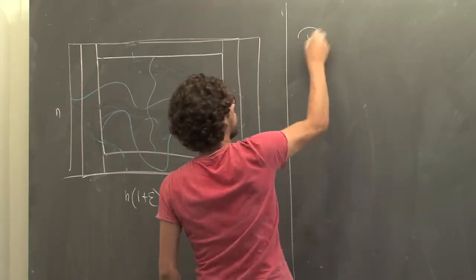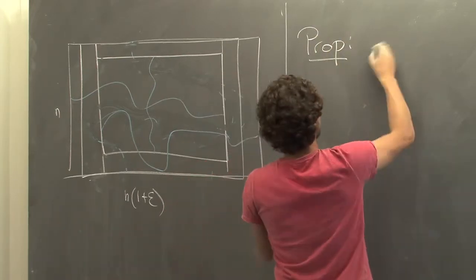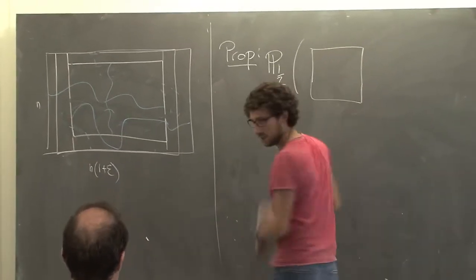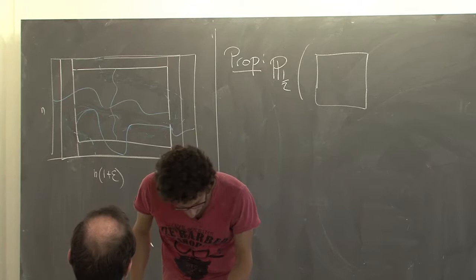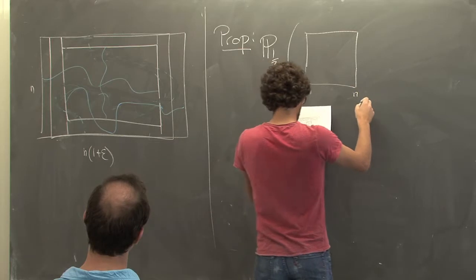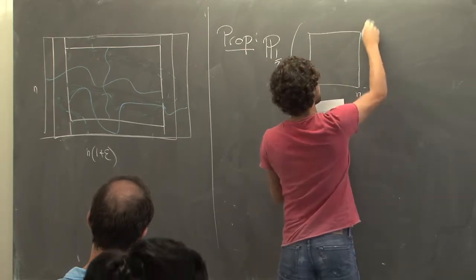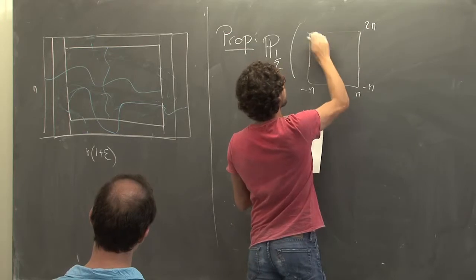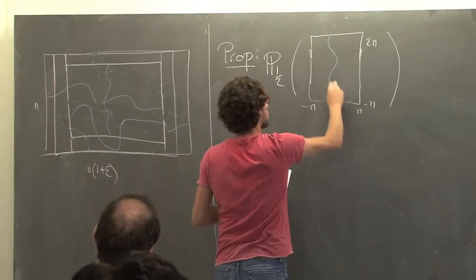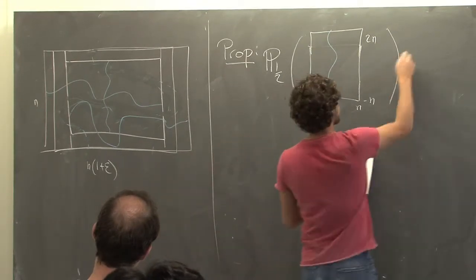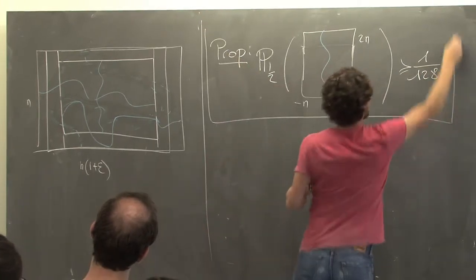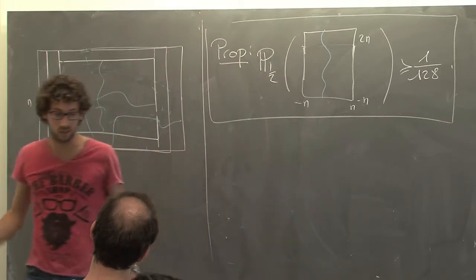So a proposition we will prove next week is the following: the probability at p equal to a half of crossing [-n, n] times [-n, 2n], so the aspect ratio is 3/2, the probability of crossing like that is larger or equal to 1/128. Whatever the constant, just that we are going to get this one.